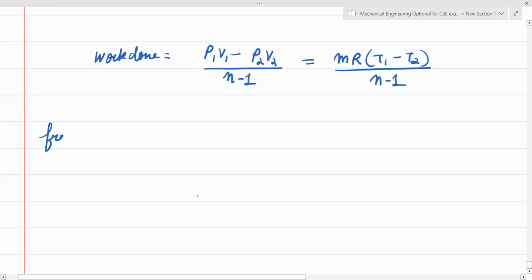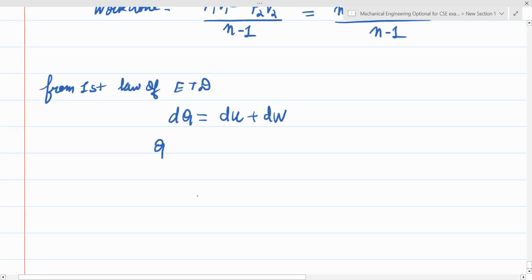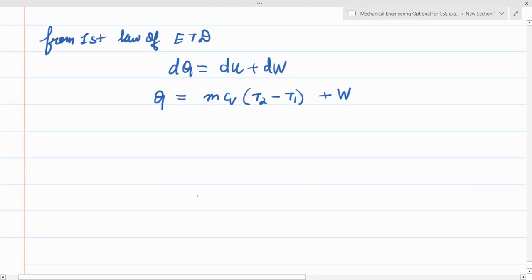Now from the first law of engineering thermodynamics we know that dQ is equals to dU plus dW, and Q is given as m Cv into (T2 minus T1) plus W, as we know that for an ideal gas, U is equals to Cv into T.